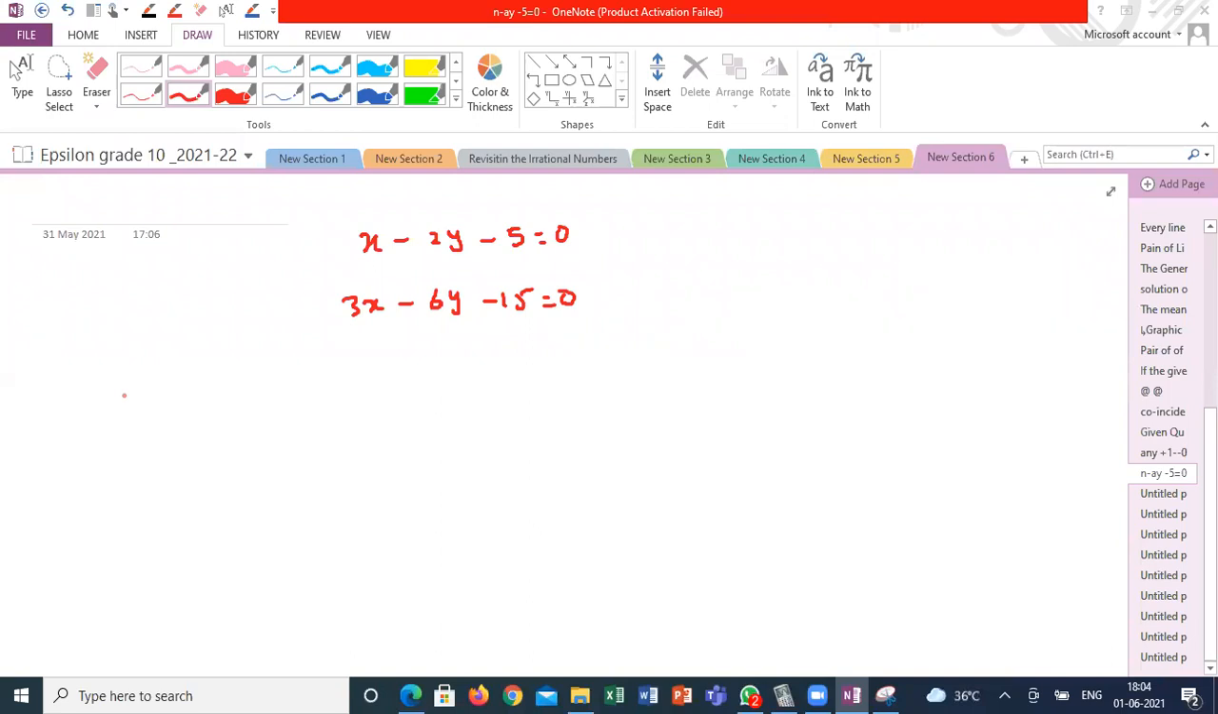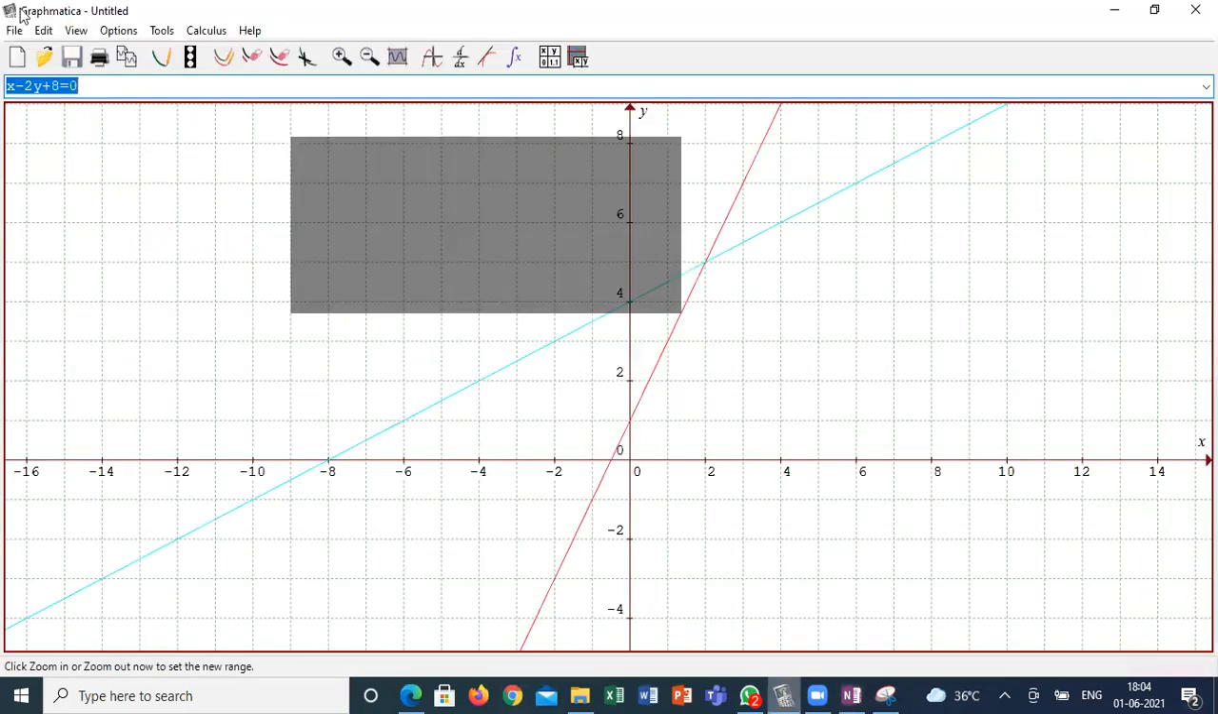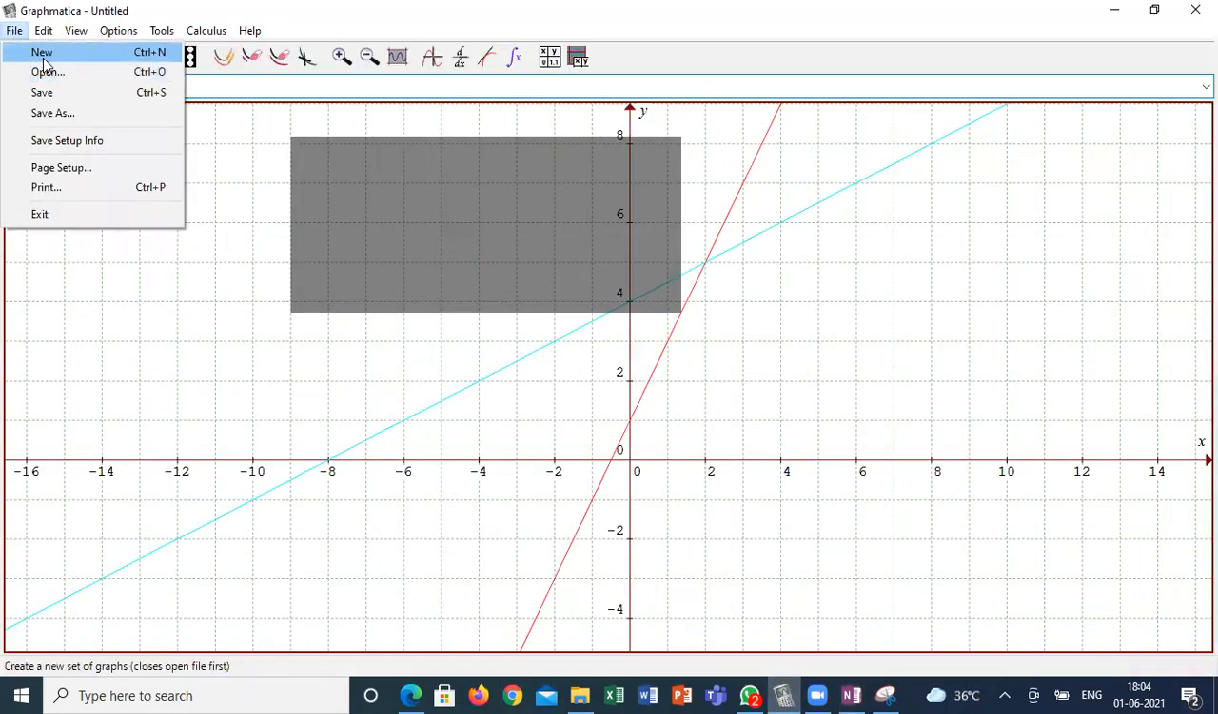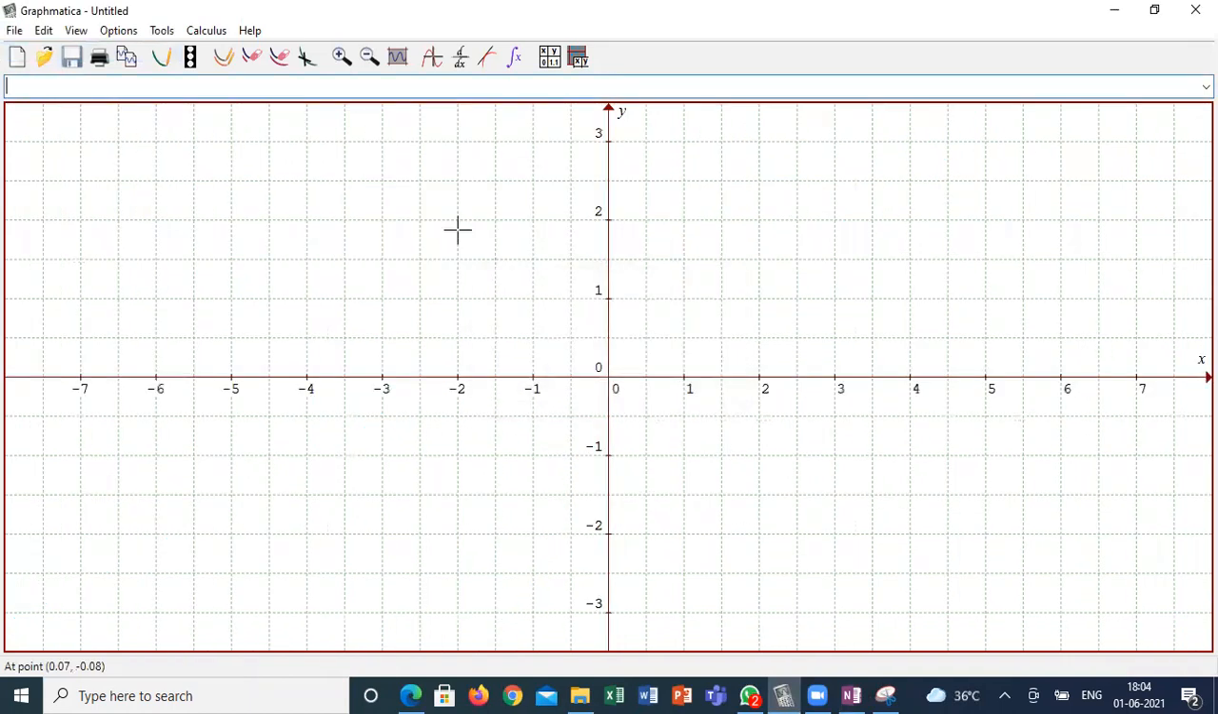Guys, anyone got the answer? See here, the answer is infinitely many solutions. Both the lines are coinciding. Let's see. The first equation is x minus 2y minus 5 is equal to 0. See, the green color line is the solution graph.